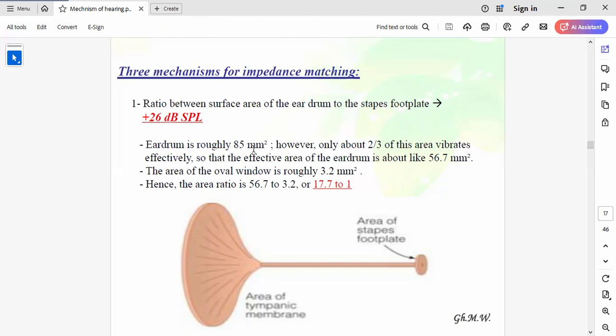The eardrum is roughly 85 square millimeters. However, only about 2/3 of this area vibrates effectively. So the effective eardrum area that vibrates with sound is about 56.7 square millimeters. The area of the oval window is roughly 3.2 square millimeters. The ratio between both is about 70 to 1. So sound is amplified by that ratio, which is about 26 dB SPL.